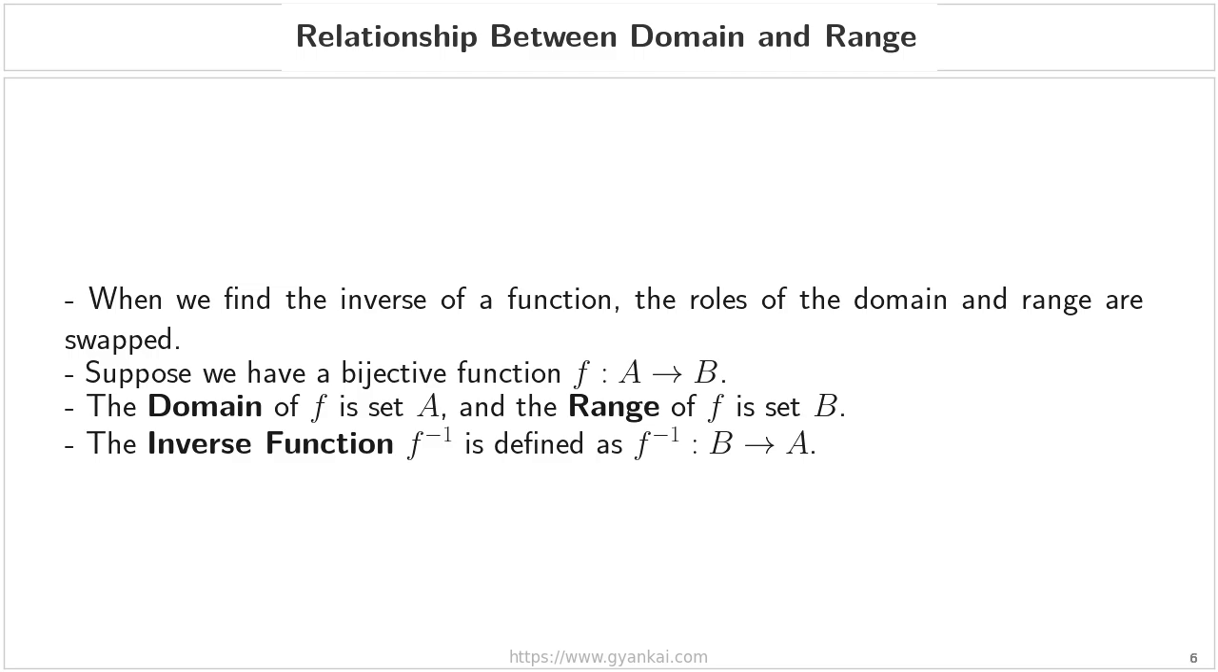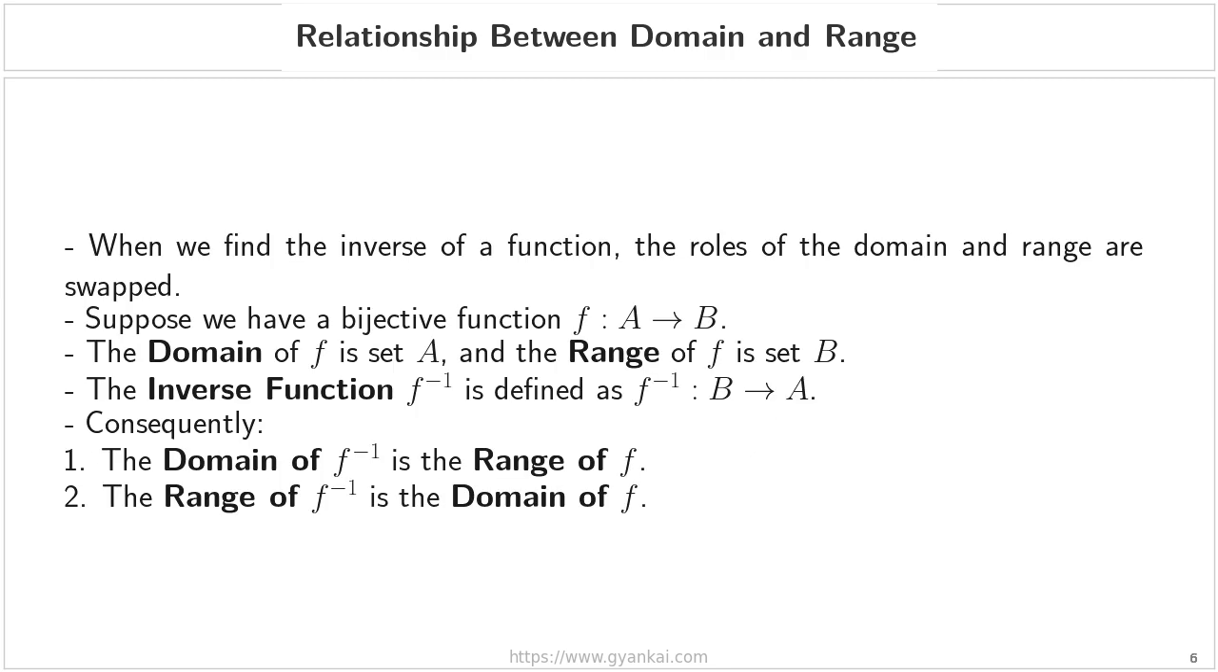The inverse function, which we denote as f inverse, performs the reverse operation. Therefore, f inverse is defined as a mapping from set B back to set A. Consequently, this leads us to 2 fundamental conclusions. First, the domain of the inverse function, f inverse, is identical to the range of the original function, f, and second, the range of the inverse function, f inverse, is identical to the domain of the original function, f. Understanding this swap is crucial, as it sets the stage for our next discussion on how these 2 functions behave when they are composed together.